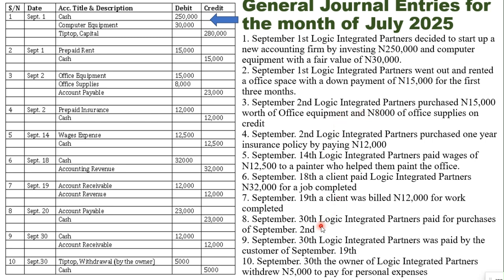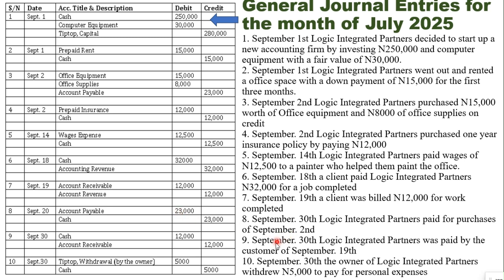So we are going to look at this number 8. Now that we are ready to pay for that, we are going to credit our cash account 23,000 to offset the account payable that has been pending, 23,000. We have to offset it. So we pay the money, we take the money from our cash account to offset the account payable. So that's what happened in number 8.